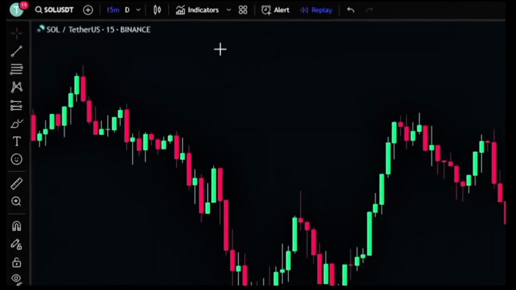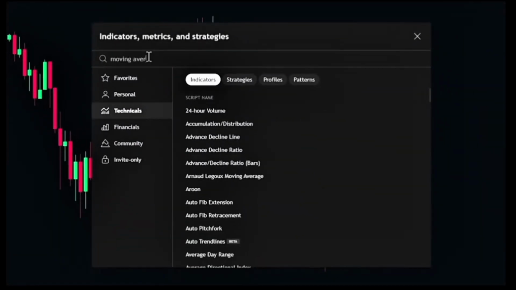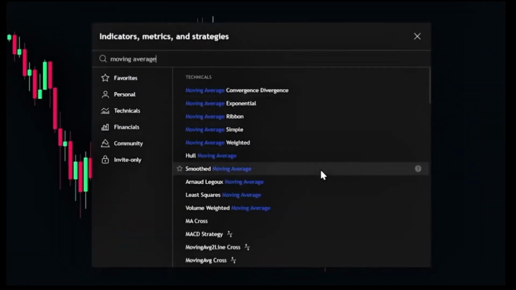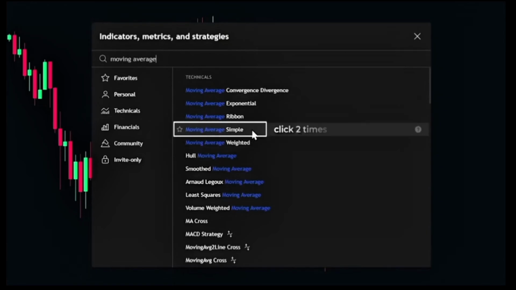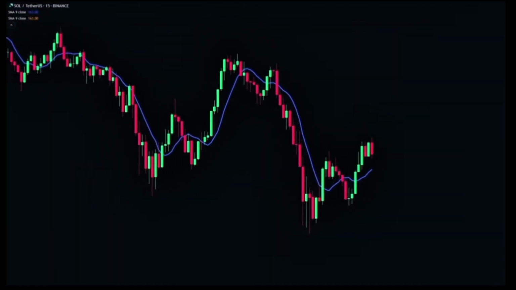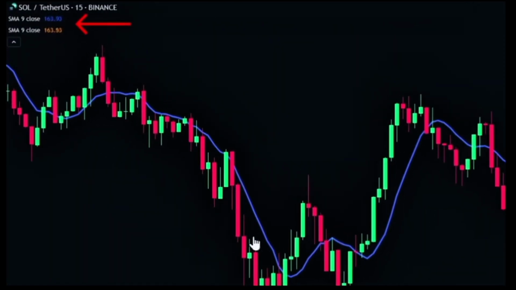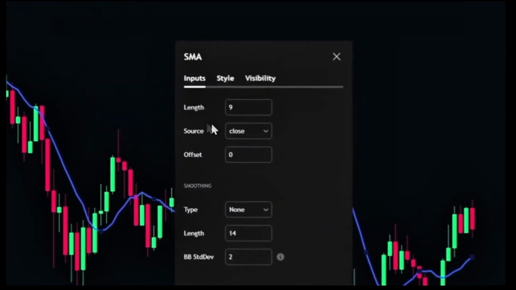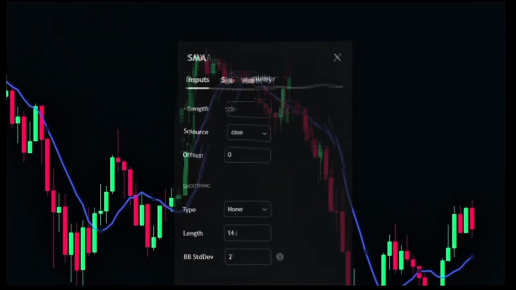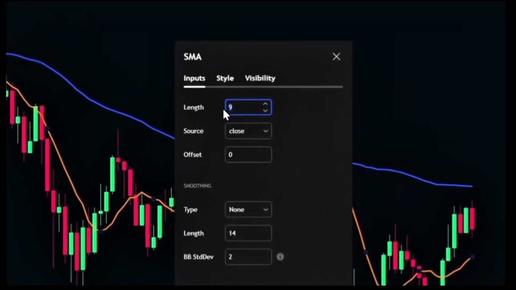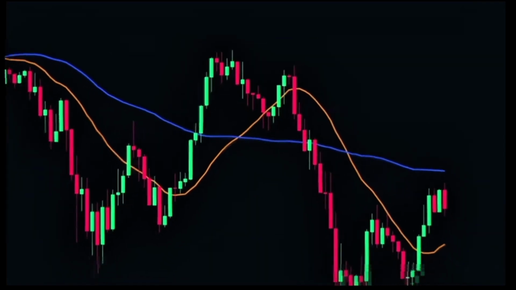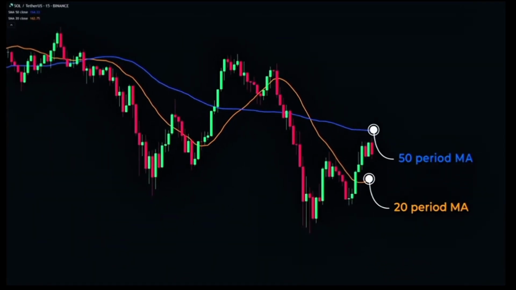Then, go to the indicator section and type moving average. You'll notice that there are different types of moving averages, but the one I've found works best for this strategy is the simple moving average. Now click it twice to apply two of them to your chart. Once the two moving averages are applied, you'll see them show up in the corner of your chart. Go to the settings of the first one and change the length to 50. Then go to the settings of the other one and change the length to 20. So now we have a 20-period and a 50-period simple moving average applied to our chart.